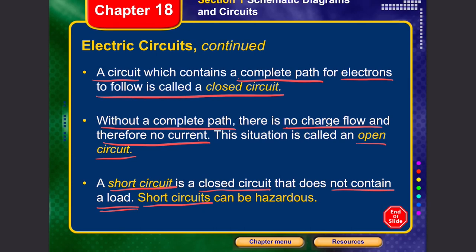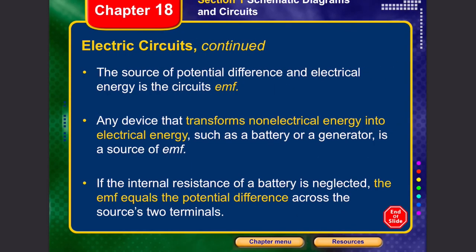These short circuits can be hazardous because they can store up a lot of energy. Without dissipation of energy, there can be a lot of buildup of energy, and that buildup of energy can cause problems. Next, the source of potential difference and electrical energy in circuits is the EMF. EMF refers to electromotive force.